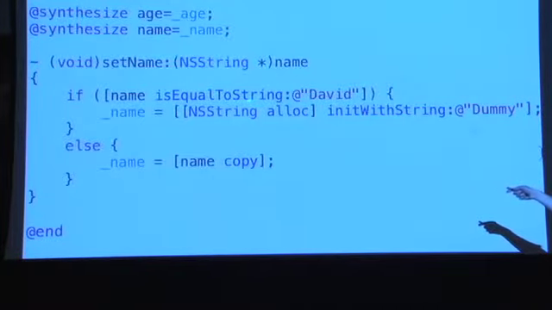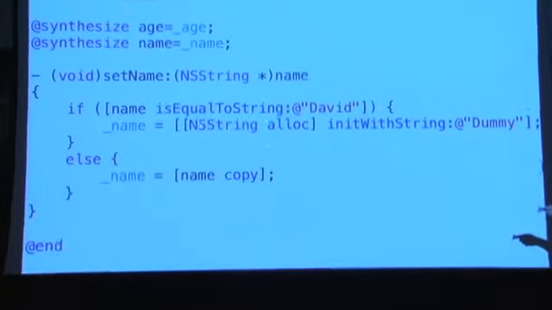Is equal to string does what the word says. It has to have this @ sign here because I have to compare two NSString objects, but it's going to compare their values for me. If that returns a Boolean yes, Y-E-S, then I'm going to go ahead and set the instance variable name equal to the return value of this expression.